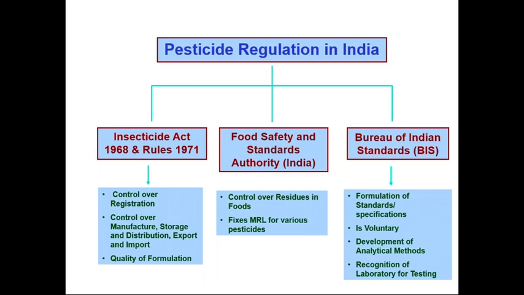And then you have the Bureau of Indian Standards, which also formulates the standards and specifications for each pesticide. This is not a mandatory standard, it is a voluntary standard. The Bureau of Indian Standards develops analytical methods, and they also give the recognition for laboratory testing. So a laboratory can be BIS recognized for pesticide testing. So we have three different bodies which actually regulate the pesticides.